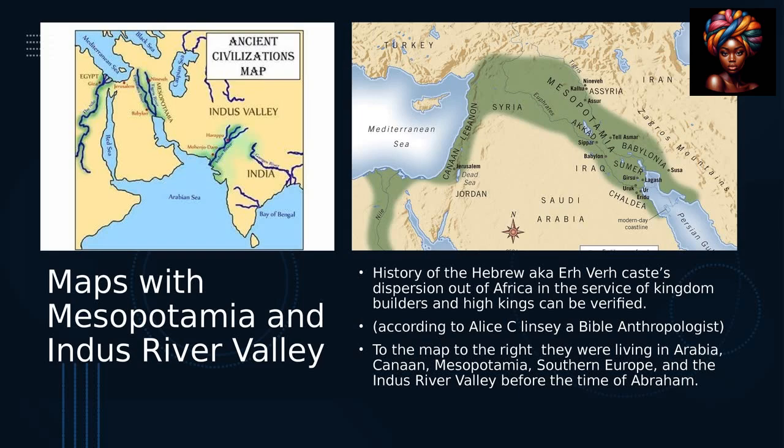And again, Abraham's family came from Cushites. From Africa through Mesopotamia. This is where he was found. His family started his family here. Abraham. The next slide.